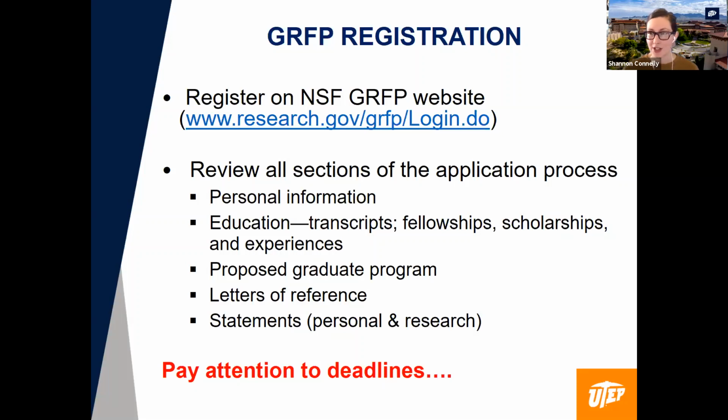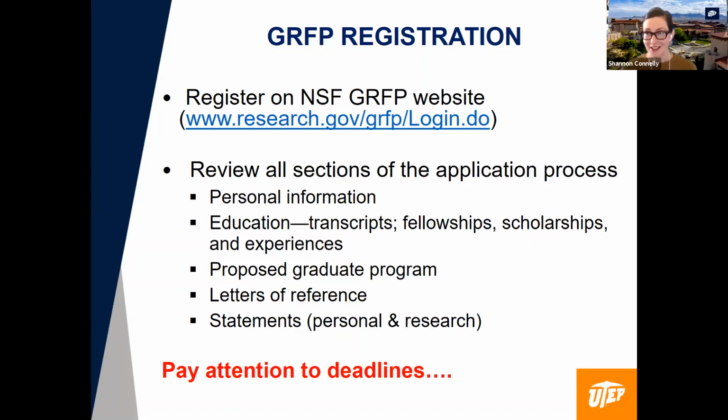Personal information and educational background are going to be included in the application, including transcripts, fellowships, scholarships, and other experiences. For the proposed graduate program or programs that you're thinking about, you'll indicate your intended major field of study in the application. You'll include letters of reference. We'll talk more about all of these components, but especially the letters of reference shortly. And you'll include a personal and a research statement. We'll talk about those a bit more as well.